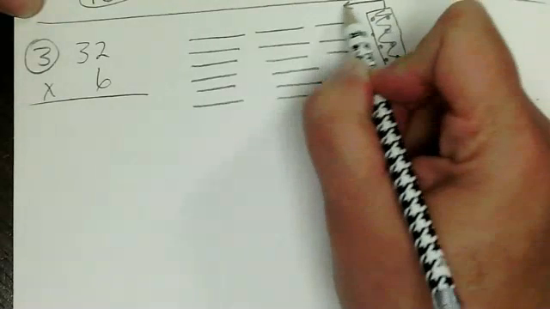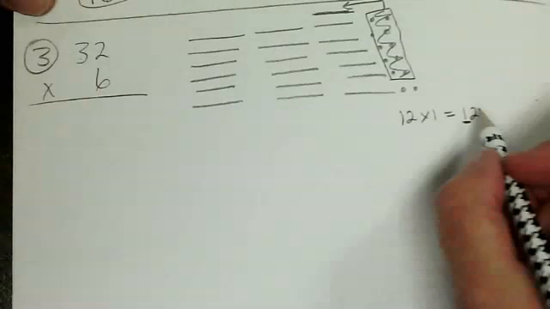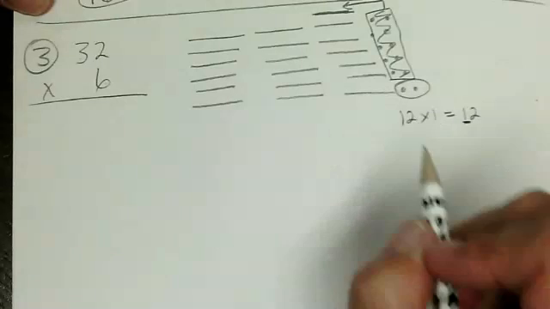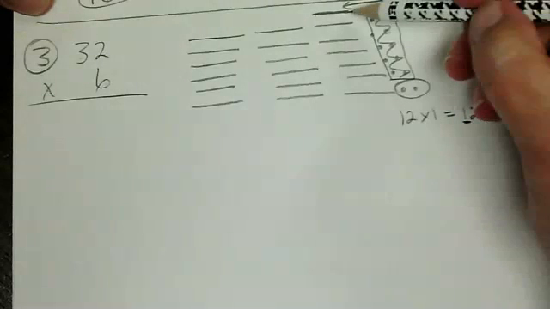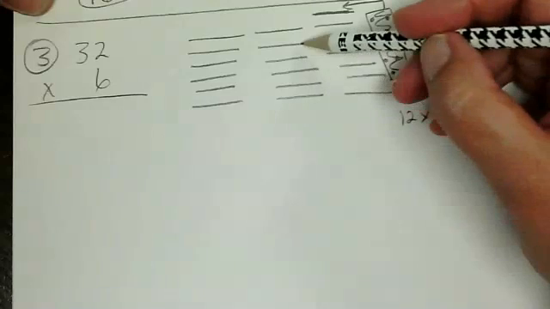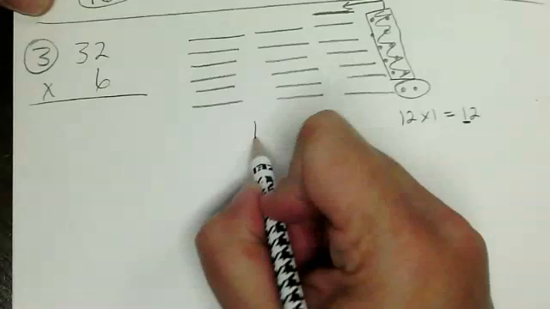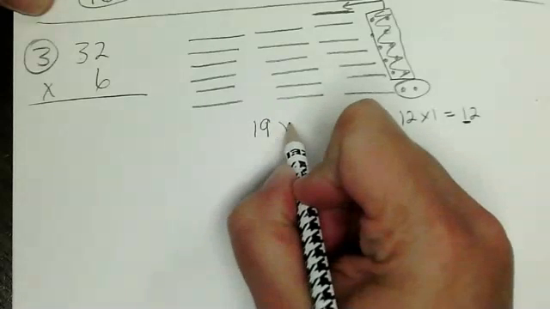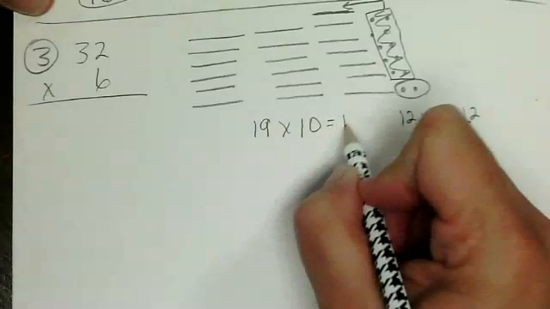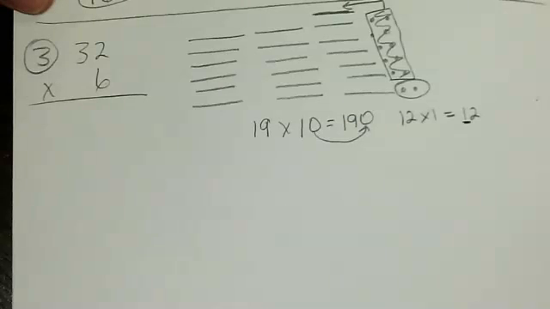We're going to move them over and make another 10 long. All right, so how many does that leave me? It leaves me 2 ones. Okay, how many 10s do I have? 19 10s. 19 times 1 is 19. Move my 0 over. It's 190.